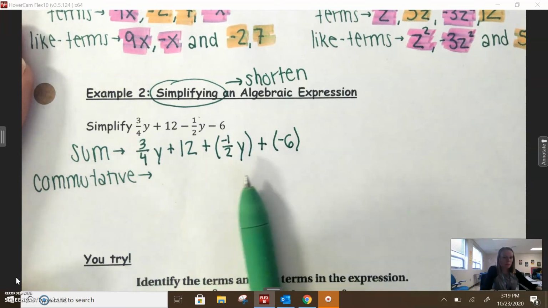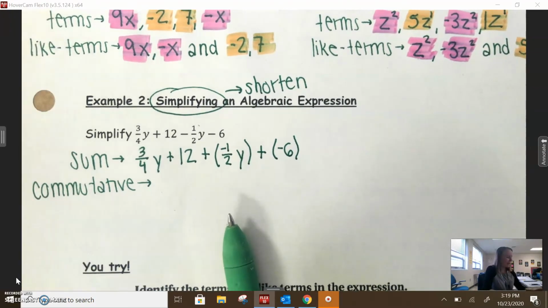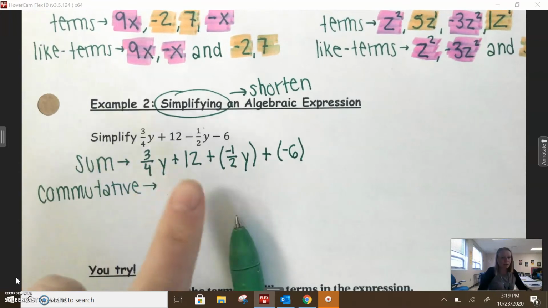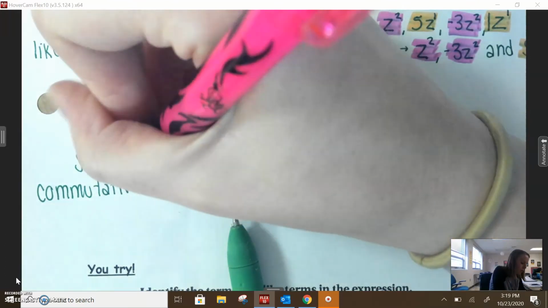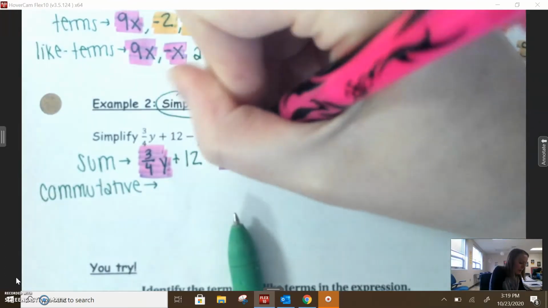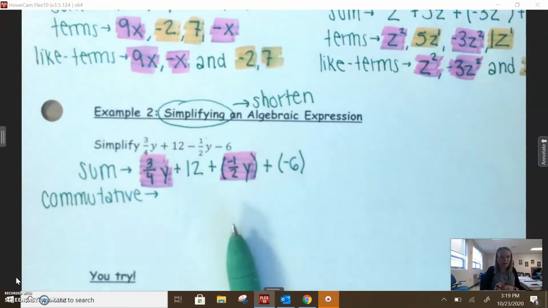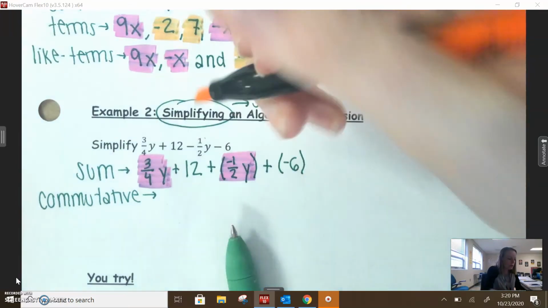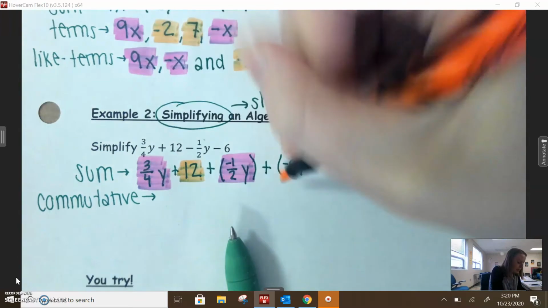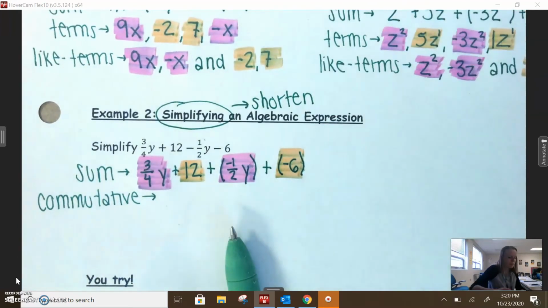So if you look at this, we can also pick out our like terms here. So I have 4 different terms here. 2 of them have a variable of y in them. So 3/4 y and negative 1/2 y are both like terms because they have a y that doesn't have an exponent on it. 12 and negative 6 are also a set of like terms because they don't have a variable and they don't have an exponent on them.